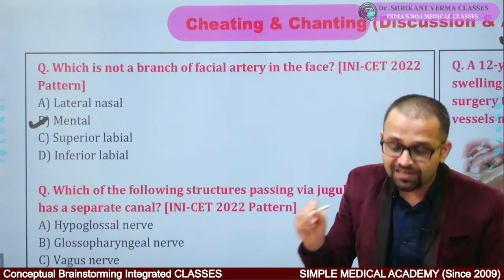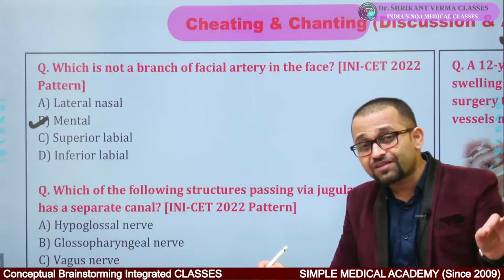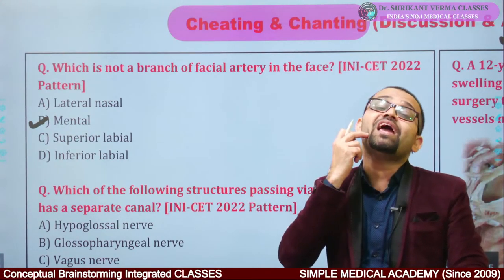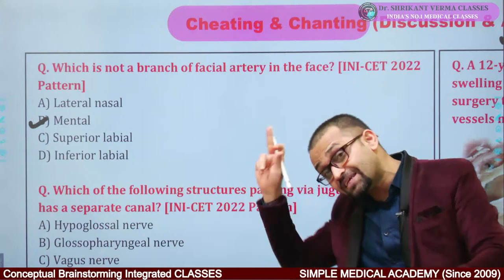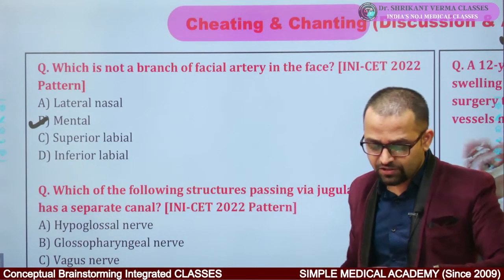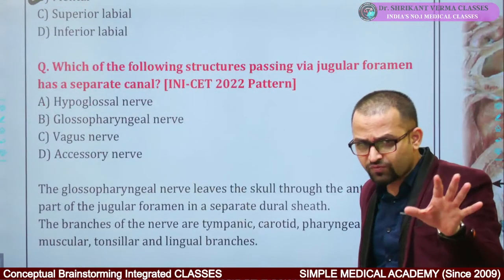Yes, mental artery. The mental artery is not a branch of our facial artery, but actually of the inferior alveolar artery, which is a branch from the third part of the maxillary artery, and then it emerges outside. Okay, sir. It is a rapid revision session, so we are not wasting too much time.